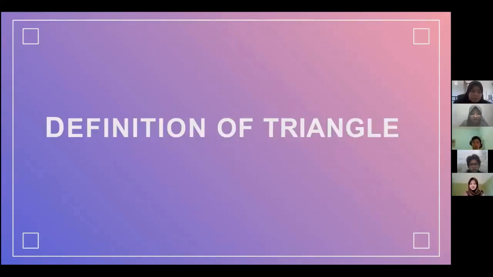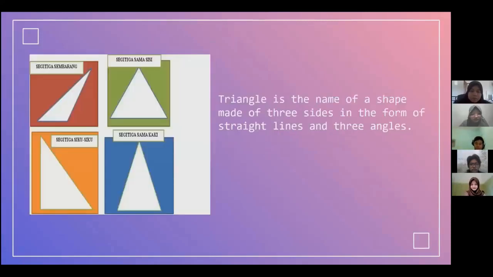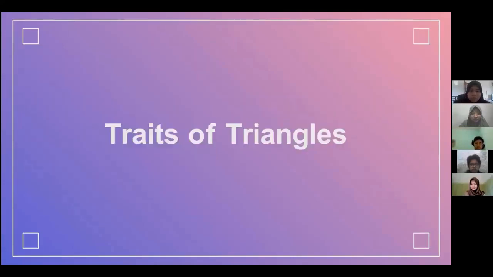Definition of triangle. Triangle is the name of a shape made of three sides in the form of straight lines and triangles. Types of triangles.